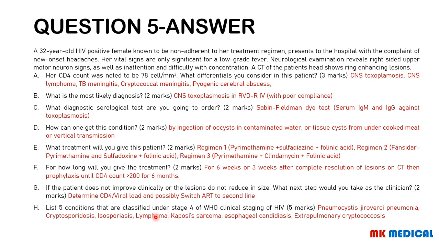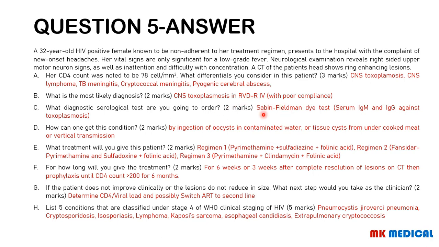So this is a patient that has HIV. They're not compliant. Their CD4 count is very low. Then, of course, they come in with focal neurological symptoms such as right upper motor neuron lesions, inattention, as well as difficulty concentrating. Then they also have these ring-enhancing lesions. So what do I think this person may have? They may present with CNS toxoplasmosis. CNS lymphoma can also give you a similar picture. TB meningitis, cryptococcal meningitis, even a pyogenic cerebral abscess. Those are the things that I would keep in mind. The most likely diagnosis will be CNS toxoplasmosis in an HIV stage 4 patient with poor compliance.